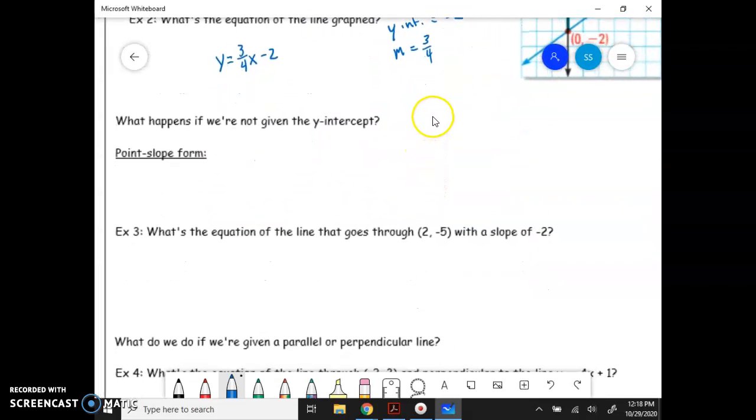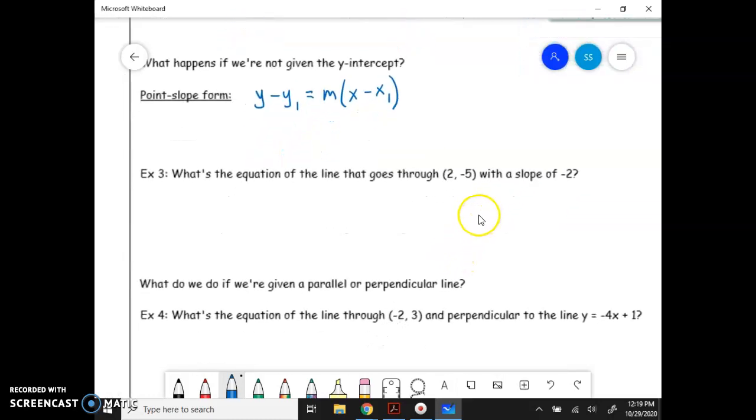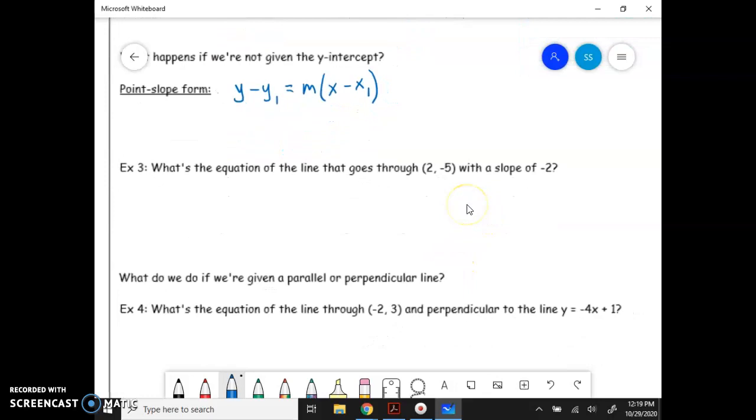What happens if we're not given the y-intercept? All right, so if we're not given the y-intercept, we're going to use point-slope form, and that is this equation here. We've got y minus y1 is equal to m times x minus x1. And so that looks a little ugly, but let's do an example here. Let's take a look at number 3.